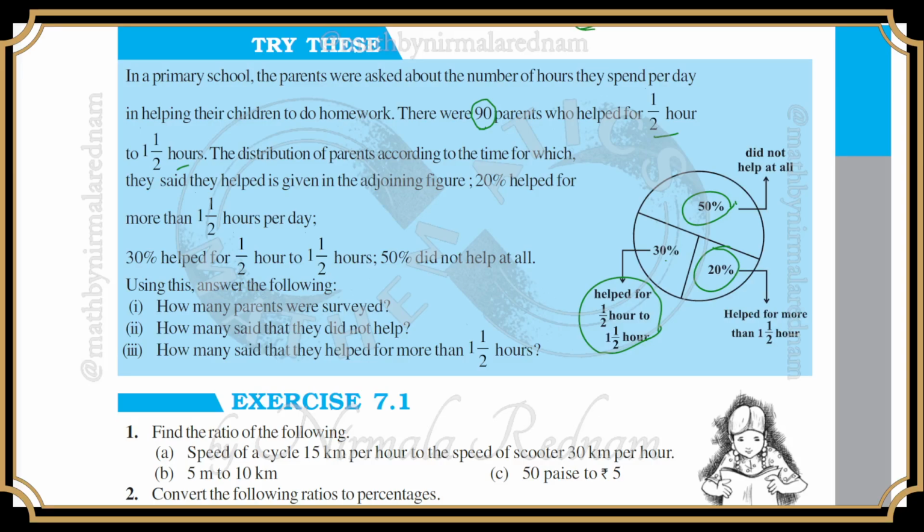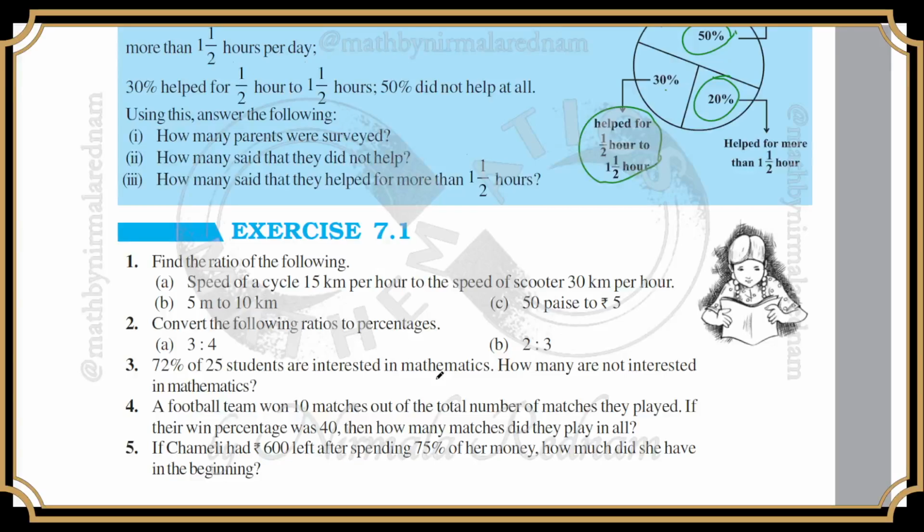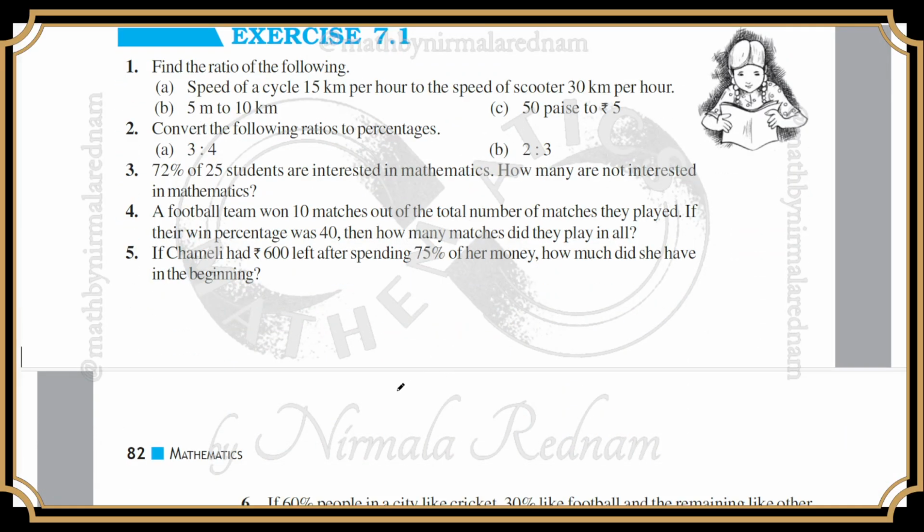Pretty straightforward, but it's a good exercise to understand the percentages and how to actually put it into practice after understanding the concept. Next, let's look at the exercise 7.1. Look at the first question. Find the ratio of the following. So they're asking us to find the ratio of speed of a cycle to that of a scooter. And the first thing, like I told you, the first thing that we're going to check is whether the unit is the same for both of them. Kilometer per hour. It is the same. So simply 15 is to 30, which is nothing but 1 is to 2. That is my answer. Right?